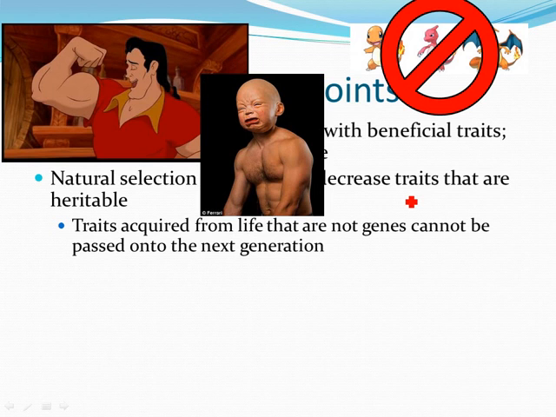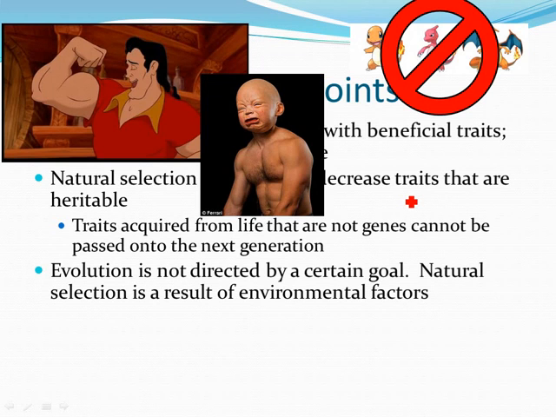His potential to develop bigger muscles can be passed on, but the big muscles themselves are not passed on. So that's what it means: traits acquired through life, if they're not part of your genetics, are not going to be passed on to the next generation.